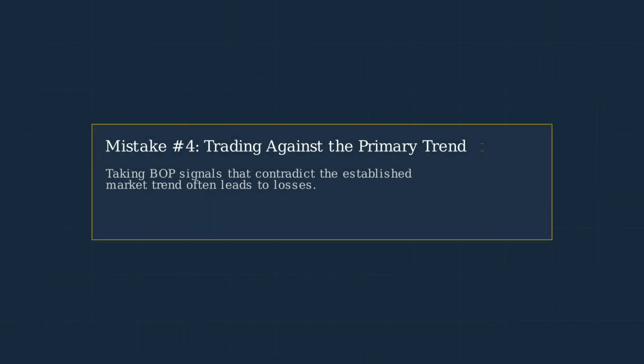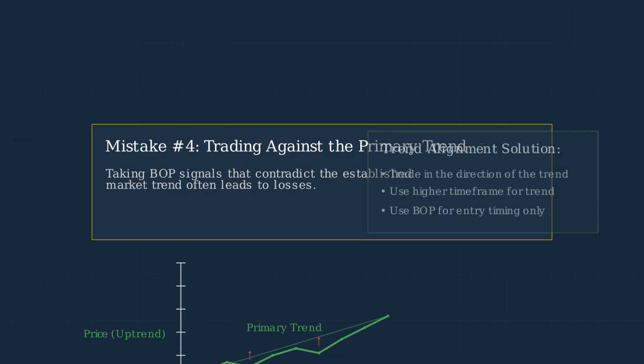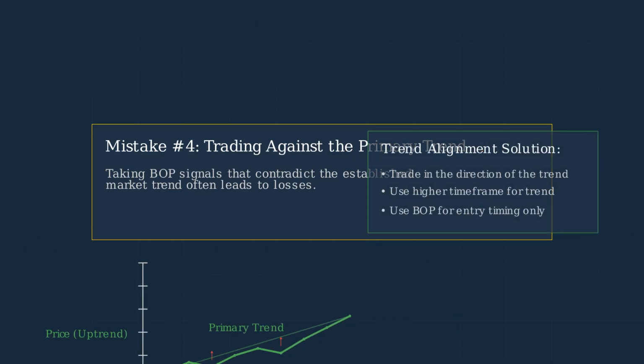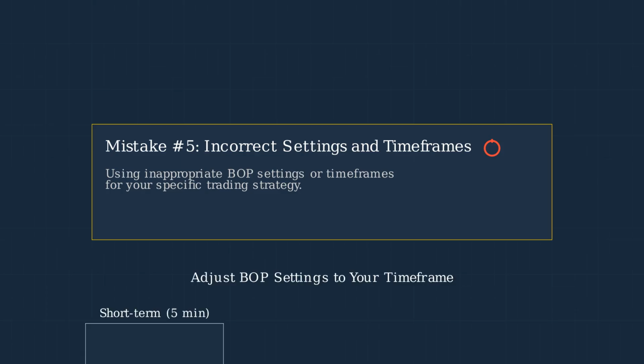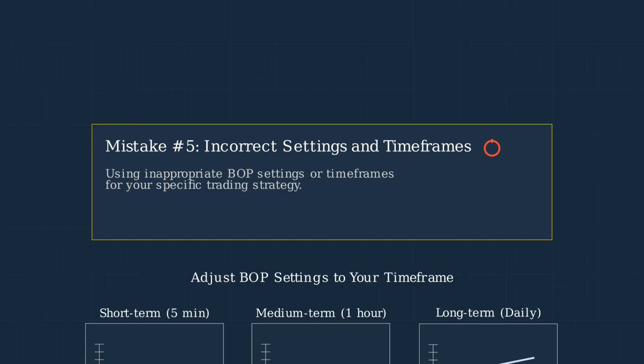The fourth common mistake is taking BOP signals that contradict the established market trend. Even strong BOP signals can fail when they go against the primary trend of the market. Always identify the primary trend first, then only take BOP signals that align with this trend for higher probability trades. The fifth mistake is using inappropriate BOP settings or timeframes for your specific trading strategy. Different trading styles require different BOP parameter settings and timeframe selections.